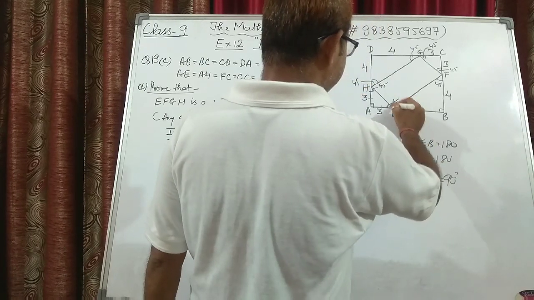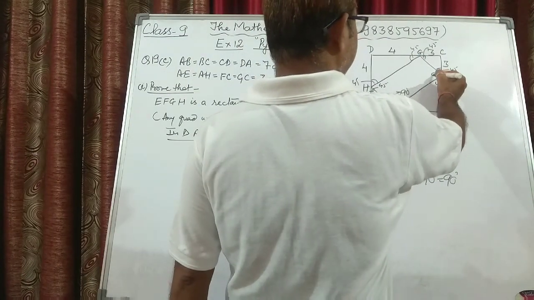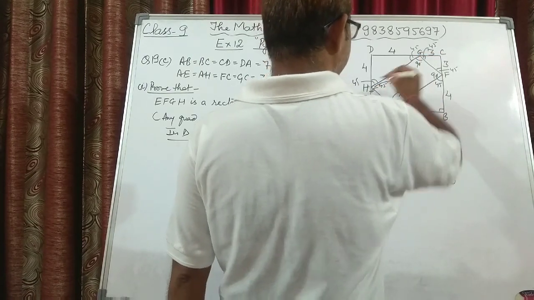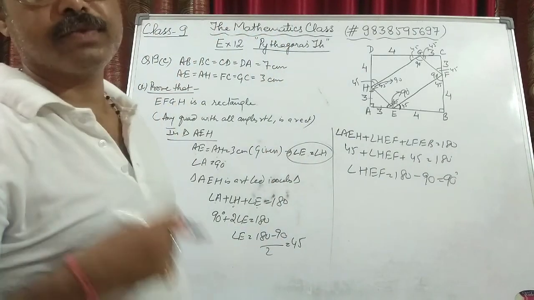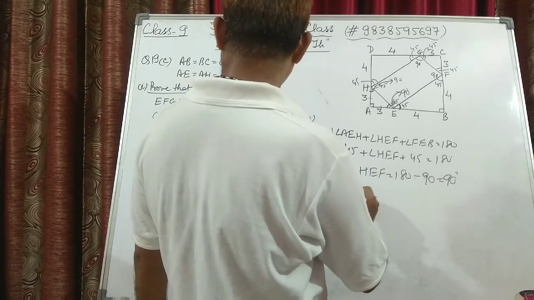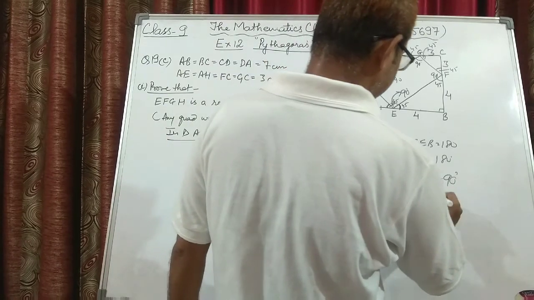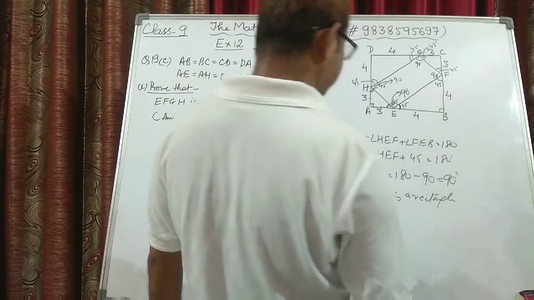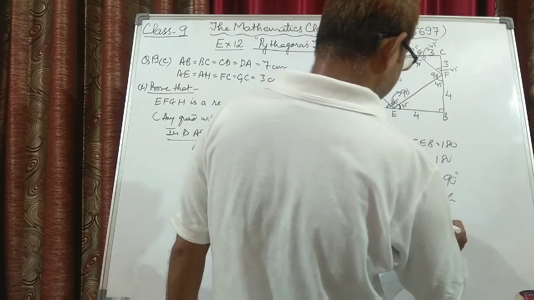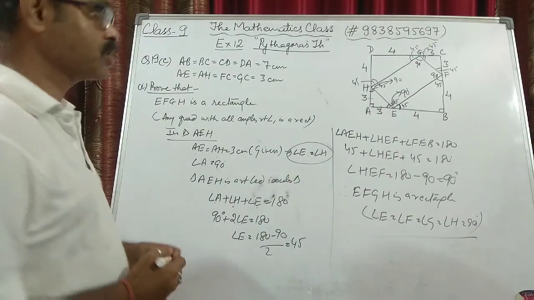We have said that this angle is 90 degrees. Similarly, we can prove that this angle is also 90 degrees. Similarly, this angle is also 90 degrees and this angle is also 90 degrees. So when all the angles of a quadrilateral are 90 degrees, we can say therefore EFGH is a rectangle. Why? Because we have proved that angle E is equal to angle F is equal to angle G is equal to angle H, all have been proved as 90 degrees. This was the first part.